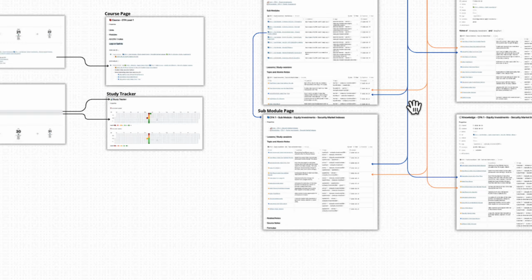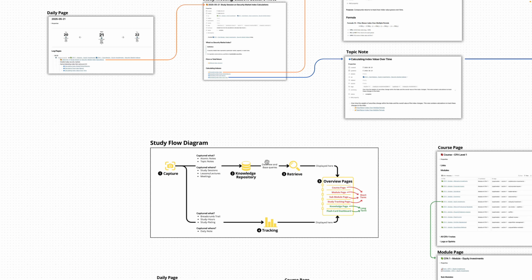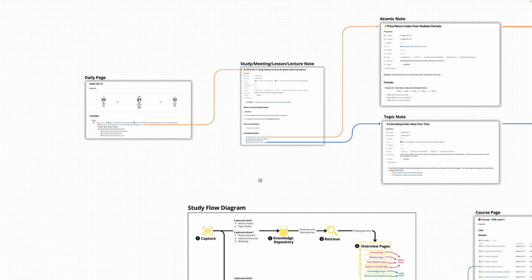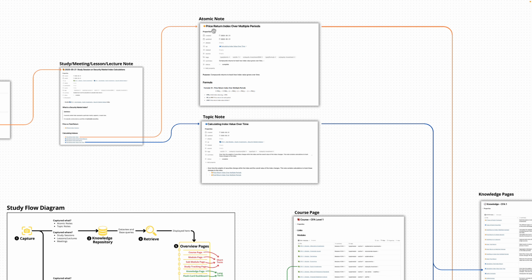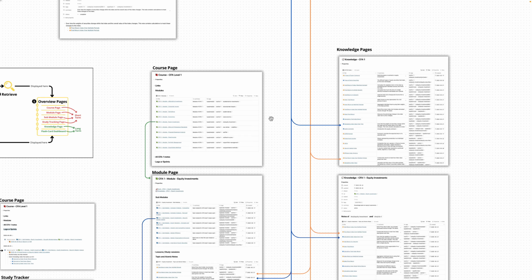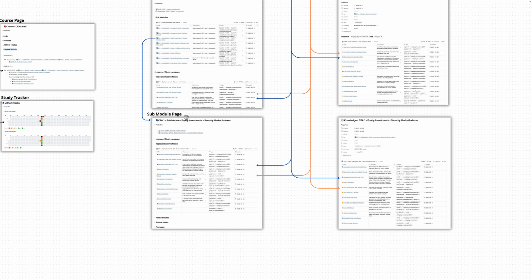So we've just run through this entire structure. The capture, knowledge repository, how we retrieve it, the overview pages, and then the second capture and display is the tracking. Now we touch on a lot of different notes. We touched on the daily page, we touched on study, meeting, lesson, and lecture notes. We touched on atomic and topic, which is our knowledge notes. We spoke about these knowledge notes and where they're retrieved within our knowledge pages or our course module, submodule pages.